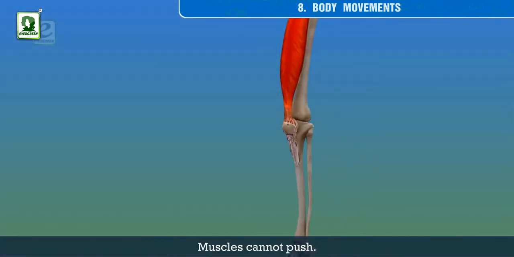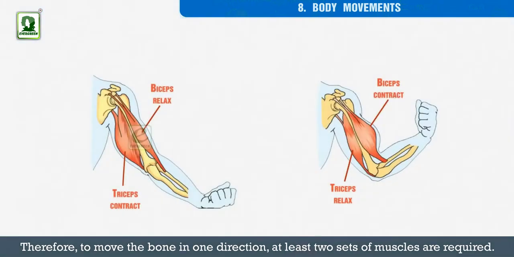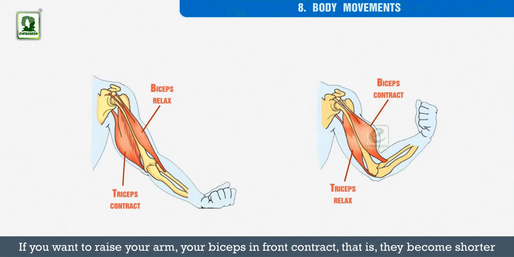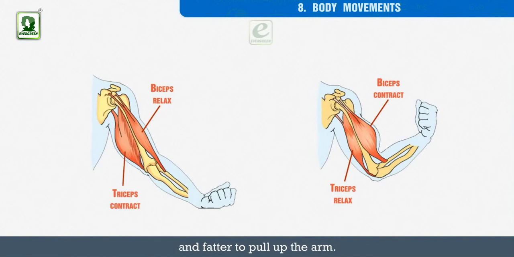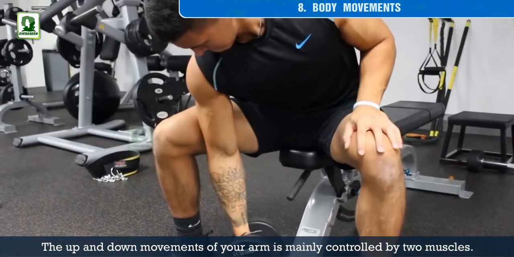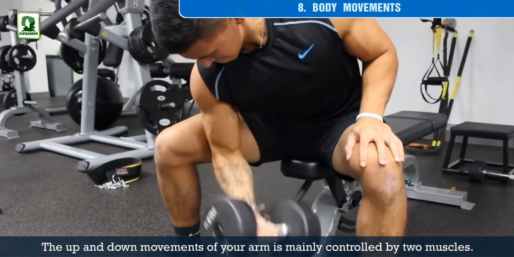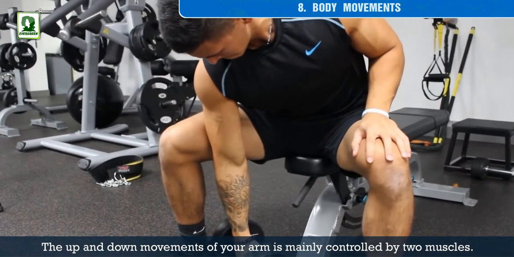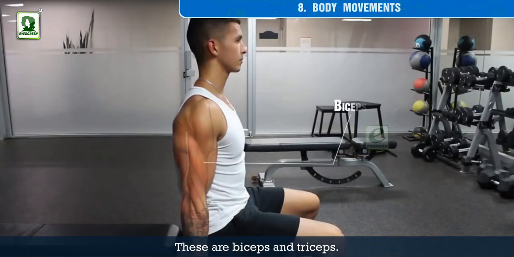Muscles cannot push. Therefore, to move the bone in one direction, at least 2 sets of muscles are required. If you want to raise your arm, your biceps in front contract. That is, they become shorter and fatter to pull up the arm. To lower the arm, your triceps at the back contract and pull it down. The up and down movements of your arm are mainly controlled by 2 muscles. These are biceps and triceps.